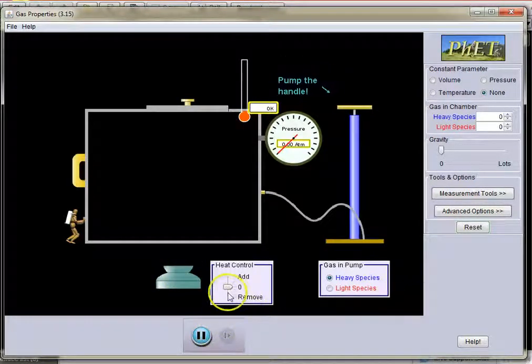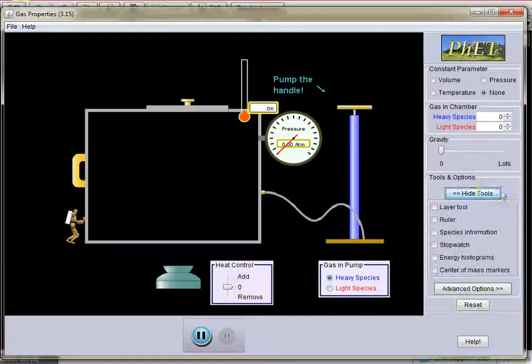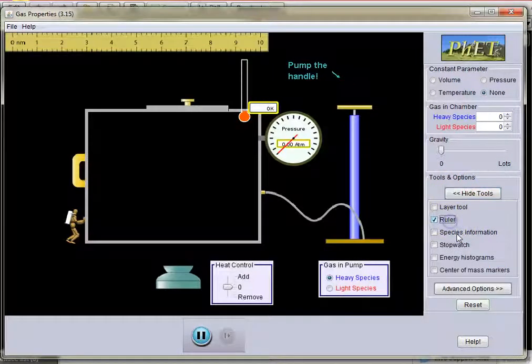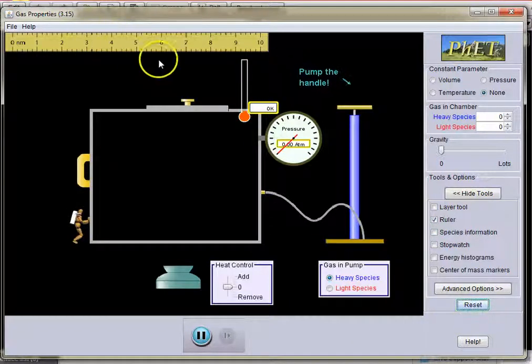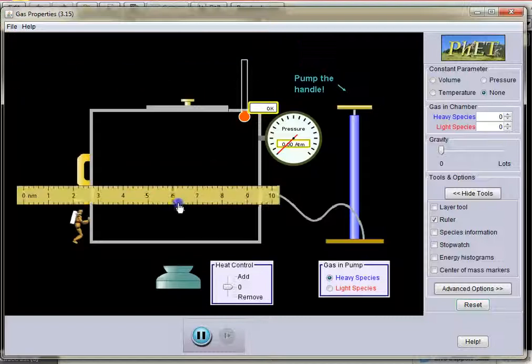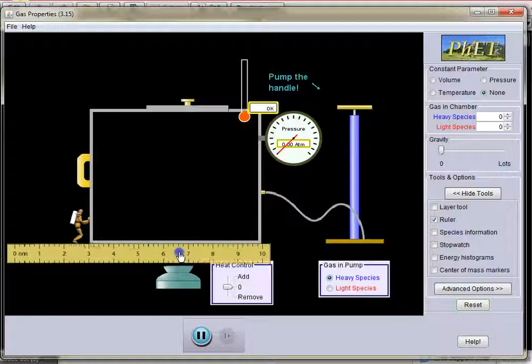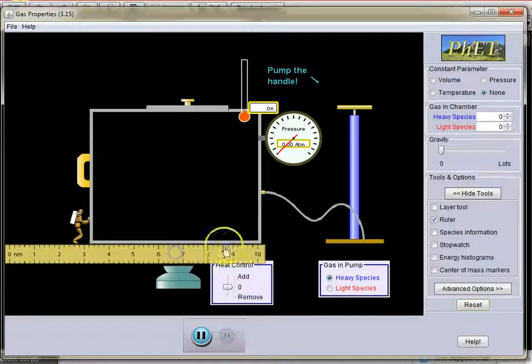Alright, other things we don't need: we're not going to use the heat control or the pump. We're going to use one thing. Go to the tools options, then from the measurement tools, click on the ruler. Let's first do the reset. You have a ruler, and we'll drag the ruler to the inner edge of this container. You can see that this 10 is coinciding with the inner edge of the container.